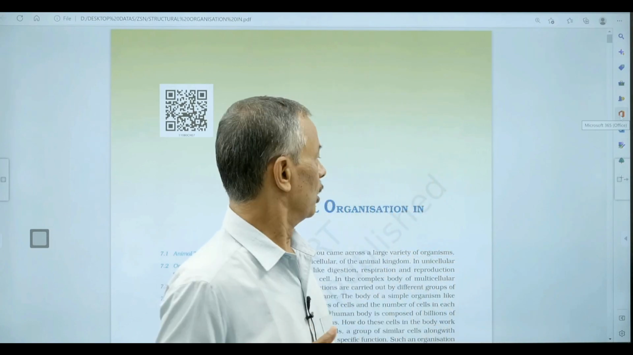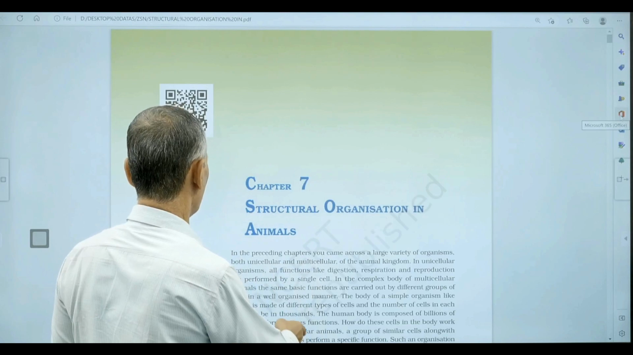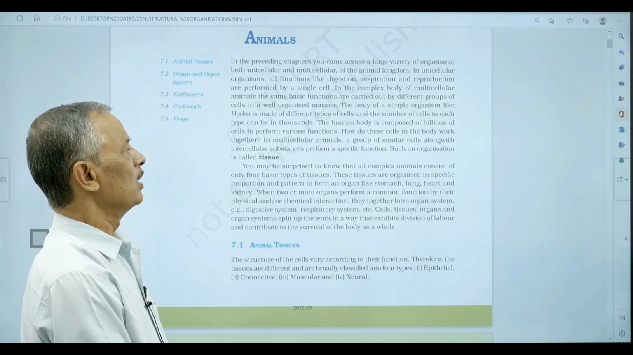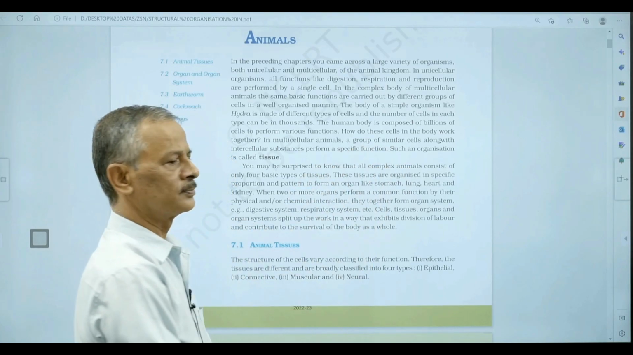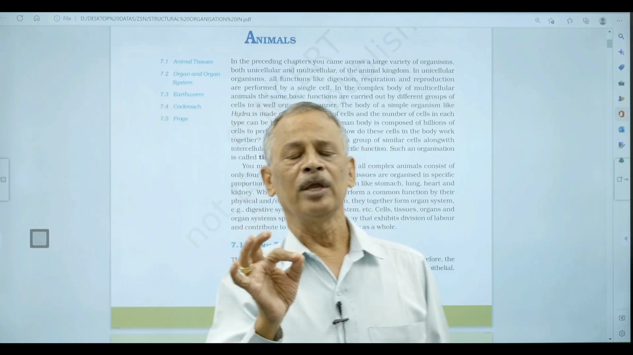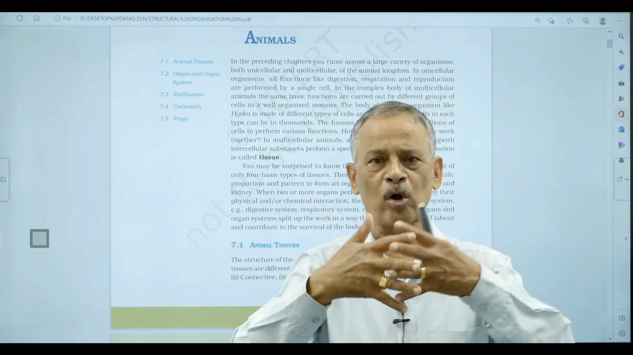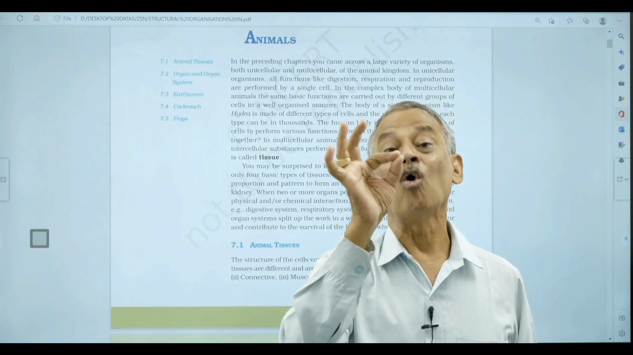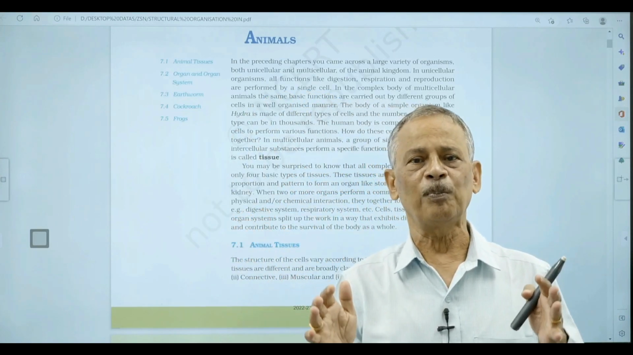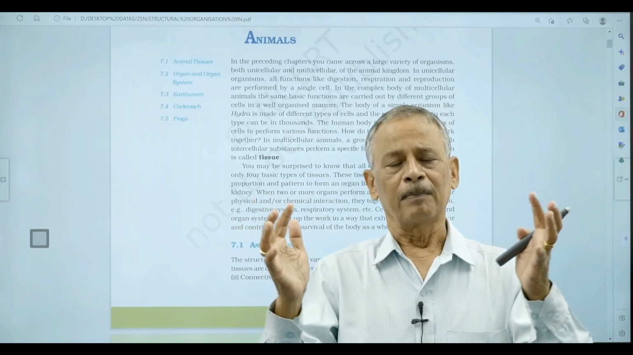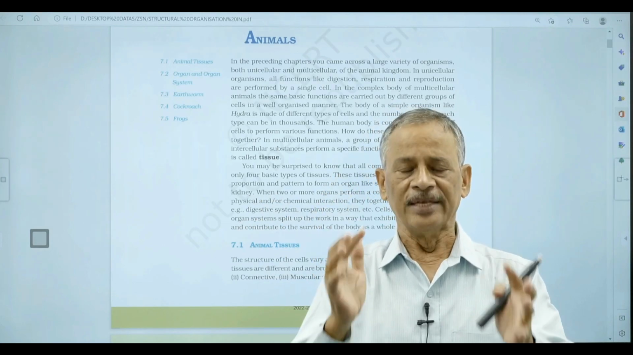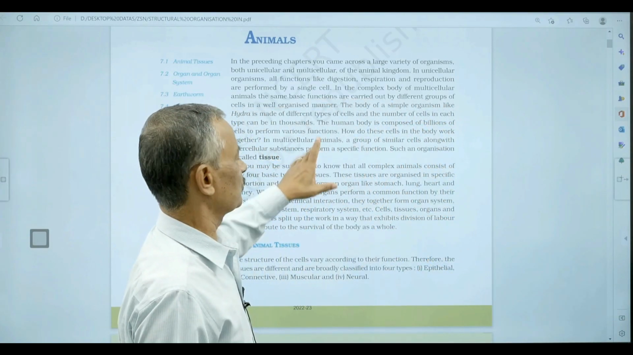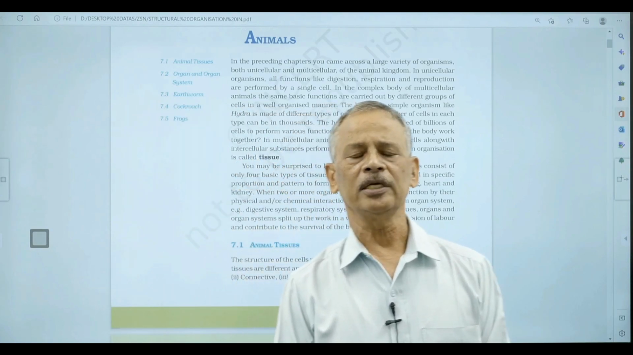What is a tissue? A tissue is an organized group of identical cells. It is a group of similar cells which are organized to perform a common function. They are not working independently. Instead, their function is organized and they are performing a common function. Such an organized group of cells will be packed in a matrix, that is intercellular substance. So the cells as well as intercellular substances together constitute what is called a tissue.